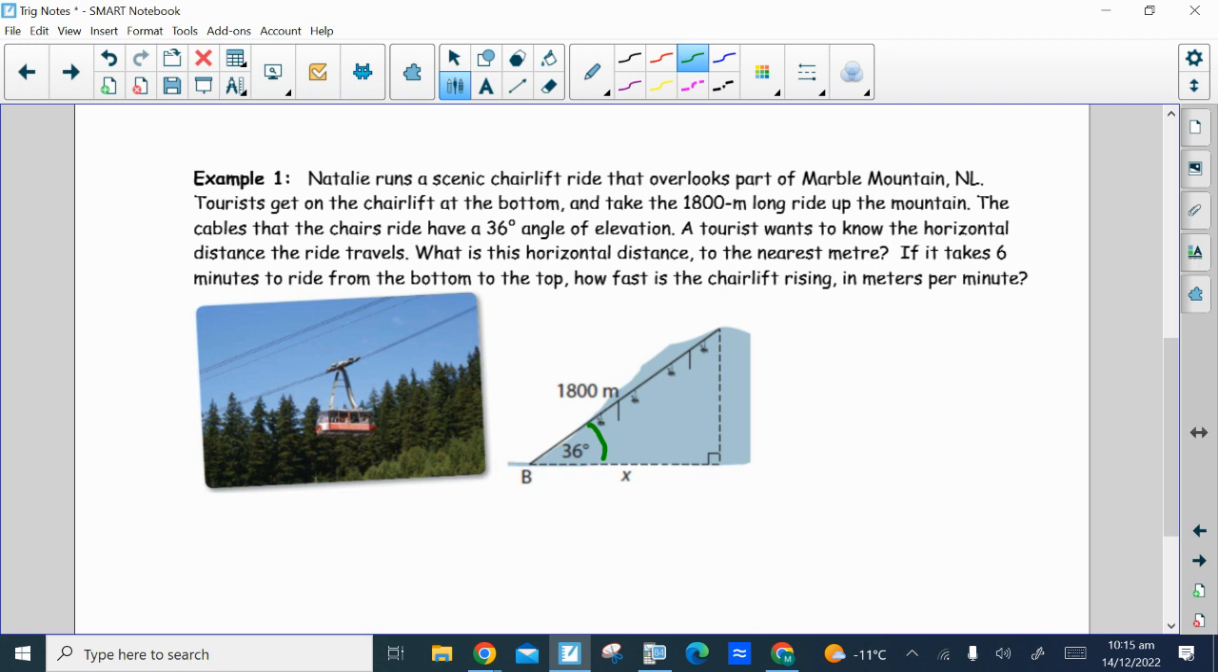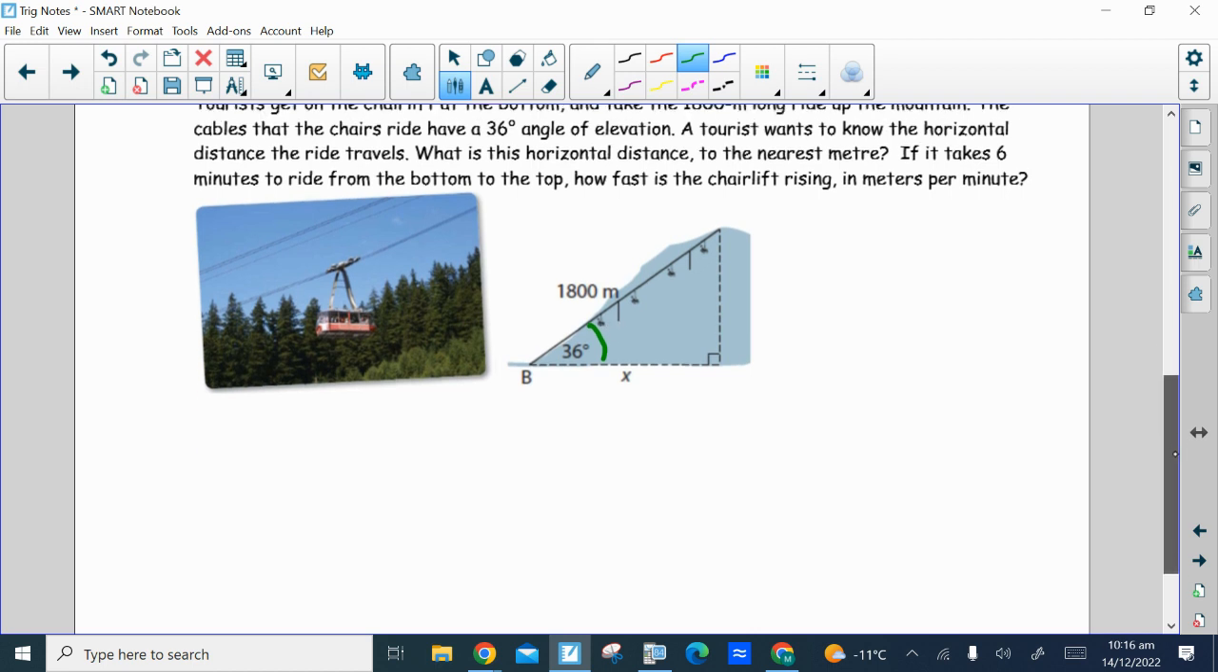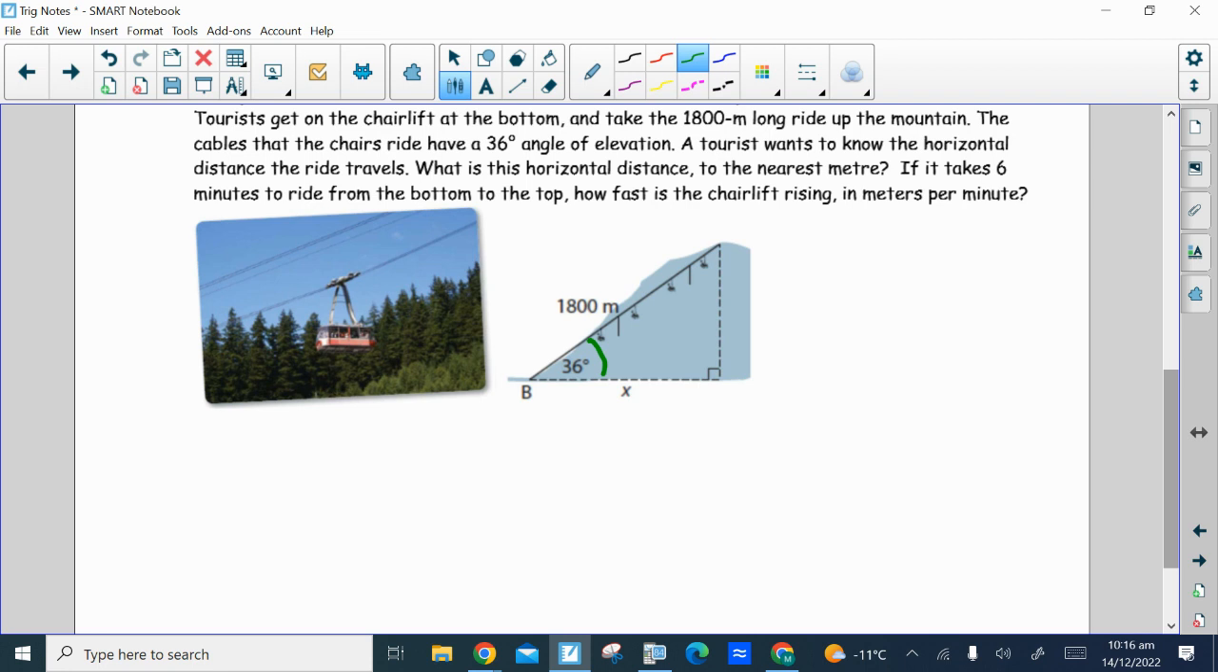A tourist wants to know the horizontal distance that the ride travels, which is what x is. Horizontal is straight out. What is the horizontal distance to the nearest meter? And also, if it takes 6 minutes to ride from the bottom to the top, how fast is the chair rising in meters per minute? So there's two things that we're going to have to find here. The first part is to find x, the horizontal distance.